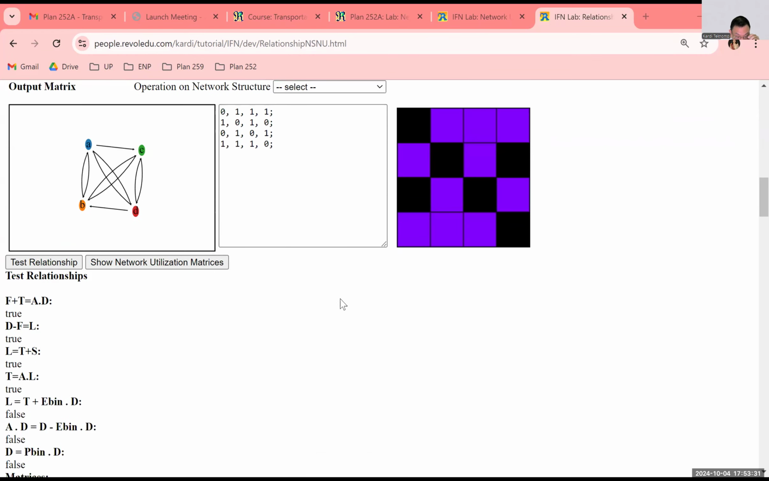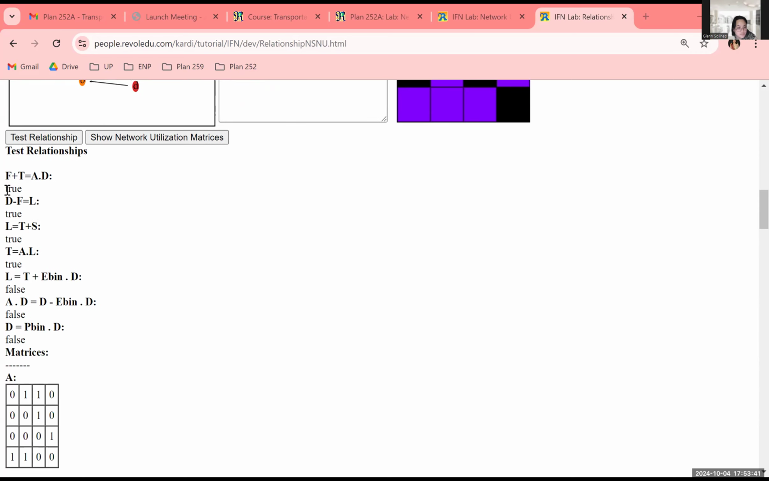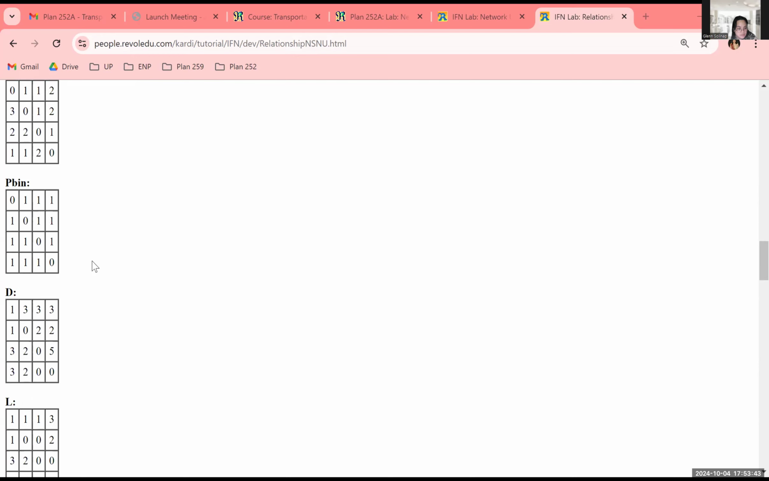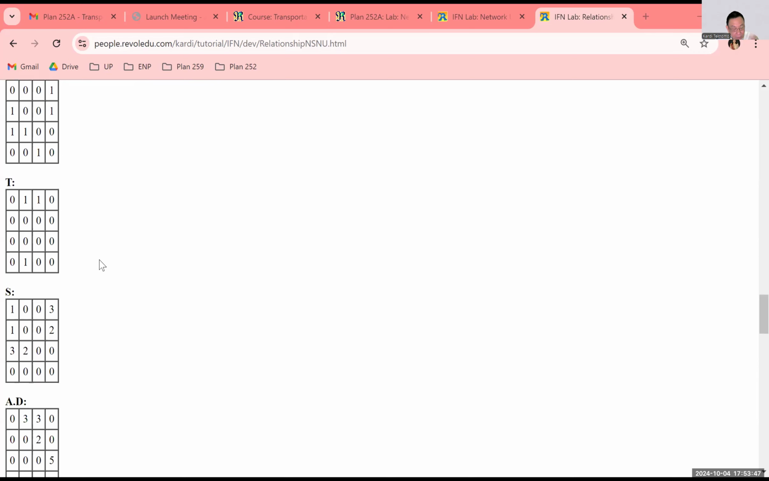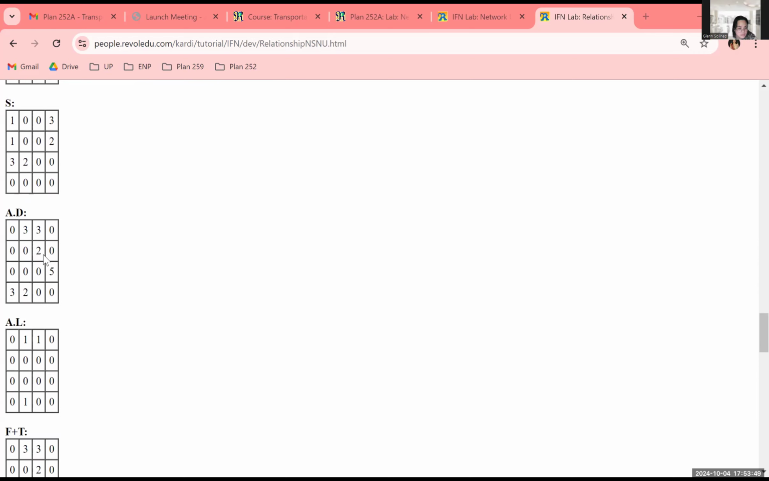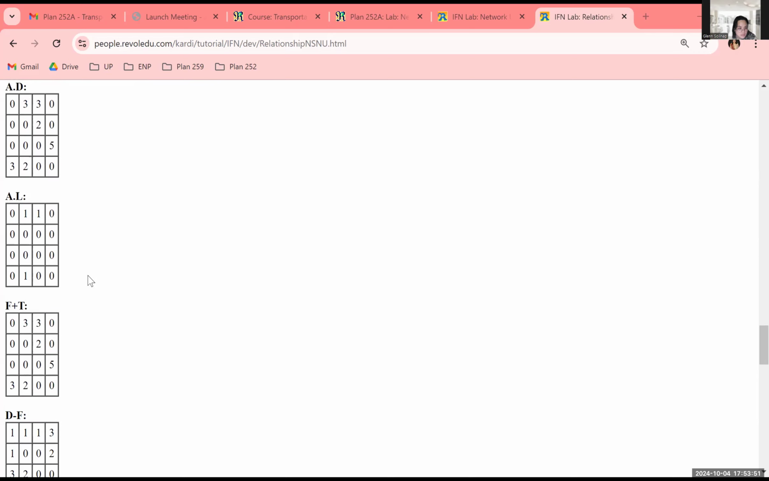Okay, sir. I did exactly what is in the instruction. So I confirmed that F plus T is equal to A is correct. But the others, there are some faults. It's exactly equal, but there are certain relationships where it is not equal.